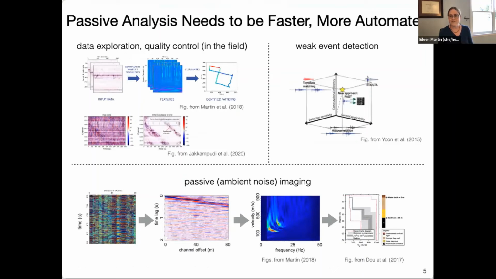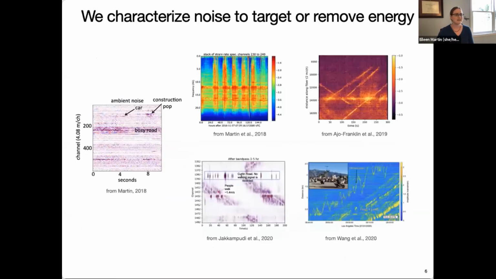And I work a lot on passive seismic data. And so the types of analysis that we need are things like being able to do data exploration and quality control. Being able to analyze our noise is really critical to being able to use it as either a source of energy or to take it out if we need to use the rest of our signals. We need to be able to do weak event detection, and we need to be able to do things like passive ambient noise imaging, which was brought up by a couple of the speakers previously.